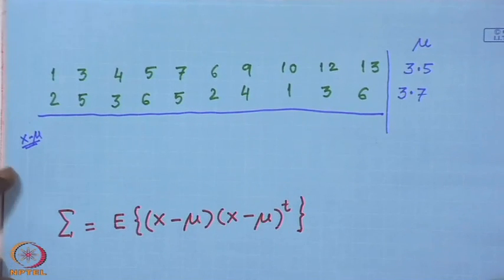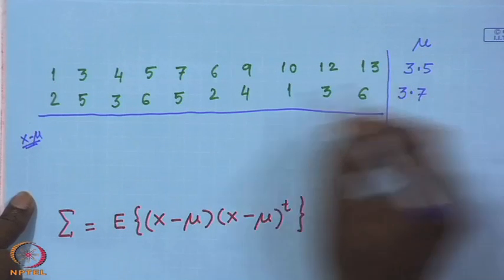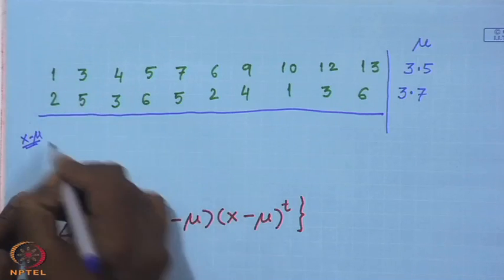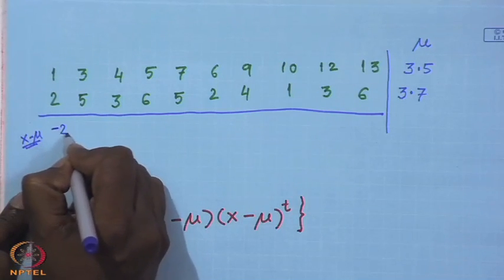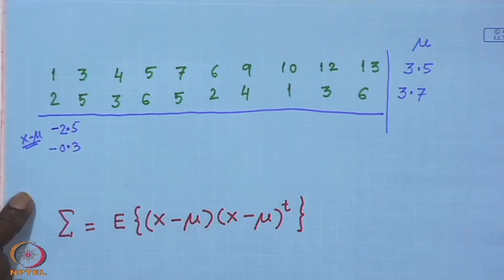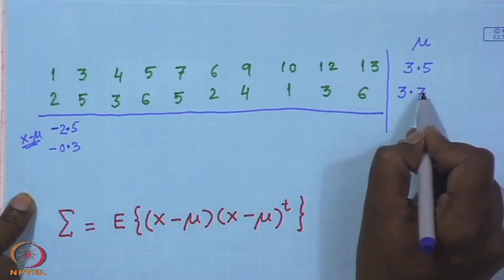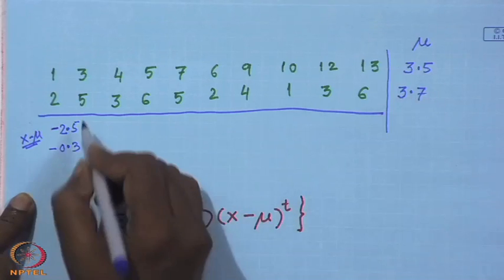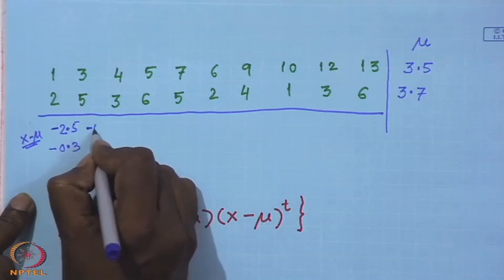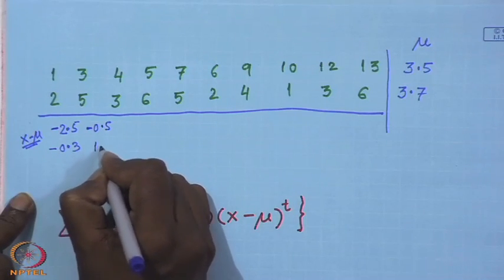So, here you find that when I subtract this mean vector mu from the first feature vector which is (1, 2), this will simply be (minus 2.5, minus 0.3)? This is the first feature vector minus the mean vector. For the second feature vector, it will be (minus 0.5, 1.3).